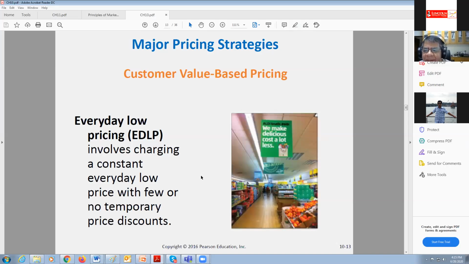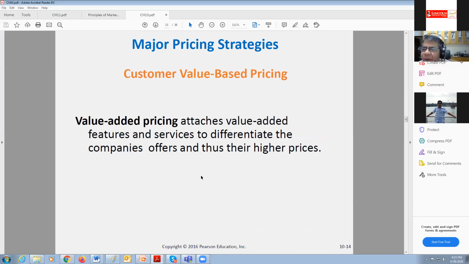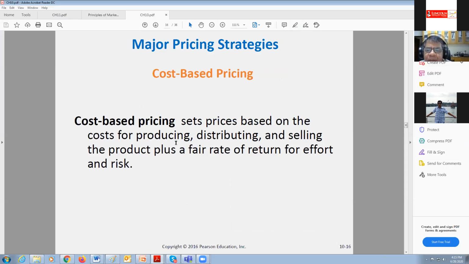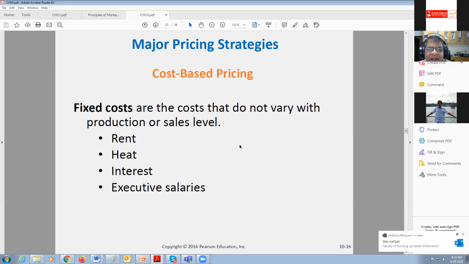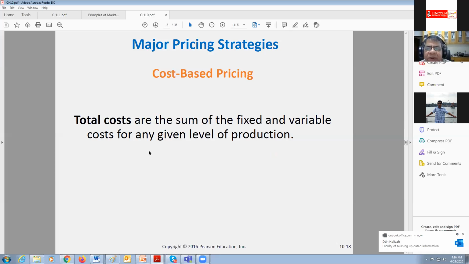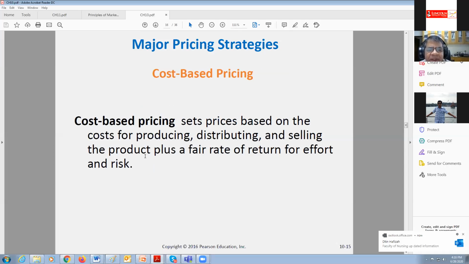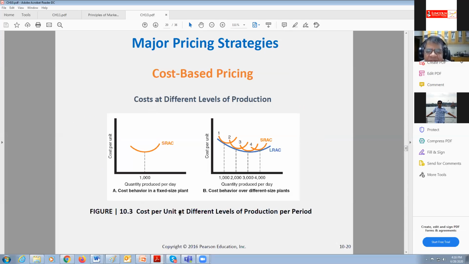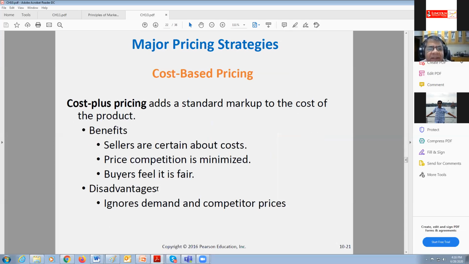Good value pricing, everyday low, you know, you go to the supermarket, they advertise everyday low. Now there is cost-based pricing, fixed cost. What are the fixed costs? Cost-based pricing sets prices based on the cost of producing, distributing, and selling. In the cost-based, you have a fixed cost: the rent, the interest, manpower. Variable cost is raw material, packaging, then total cost. So there are two types of cost: fixed cost, variable cost, and then total cost. Now cost-based pricing is cost per unit, that means what is the cost to create one particular unit. And cost plus pricing adds a standard markup.